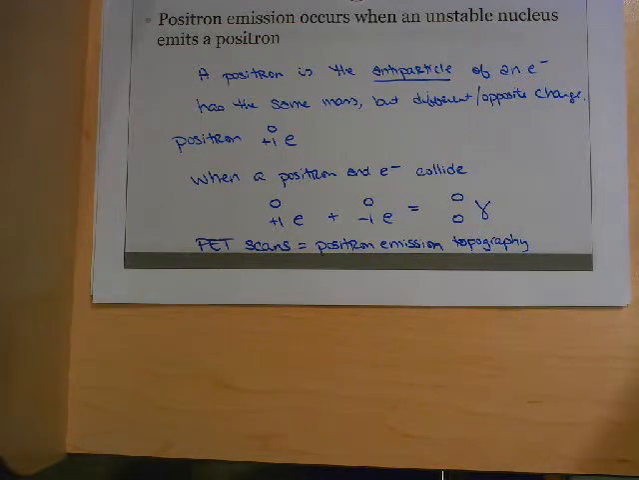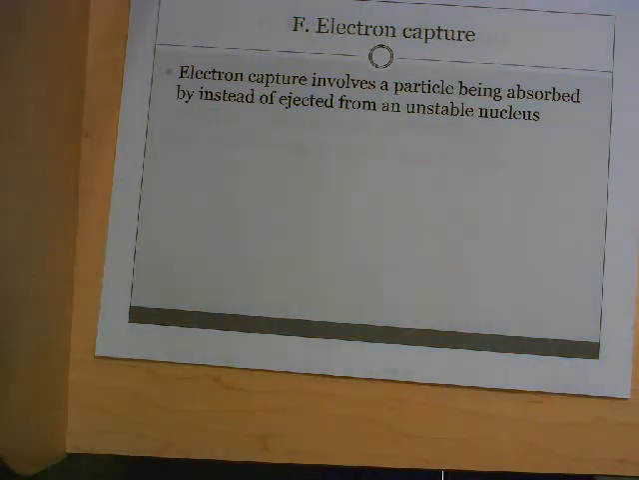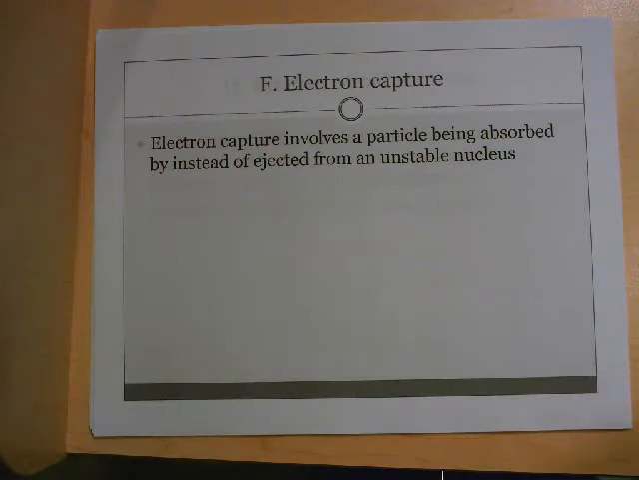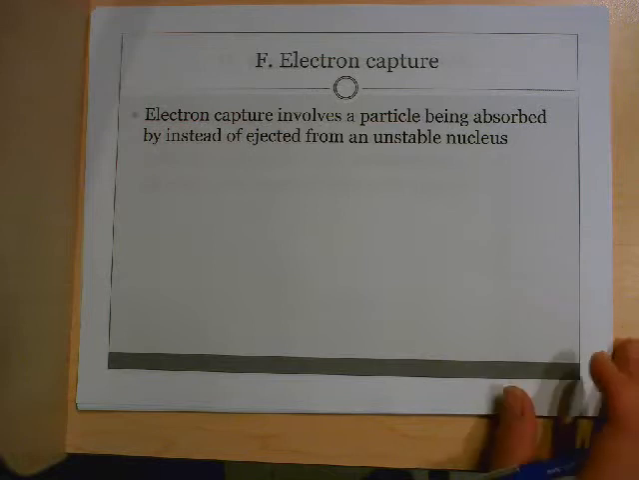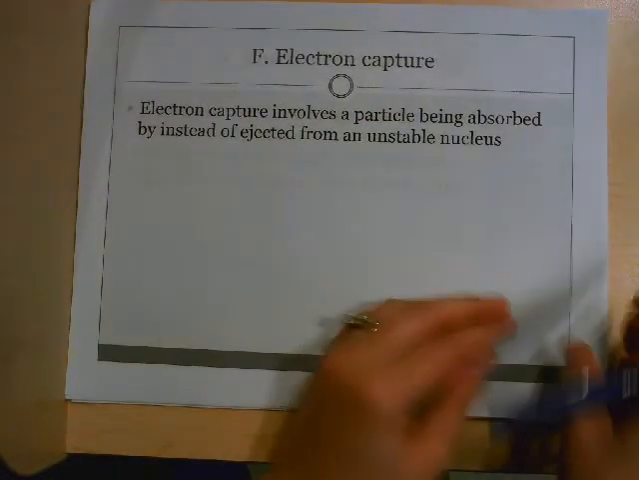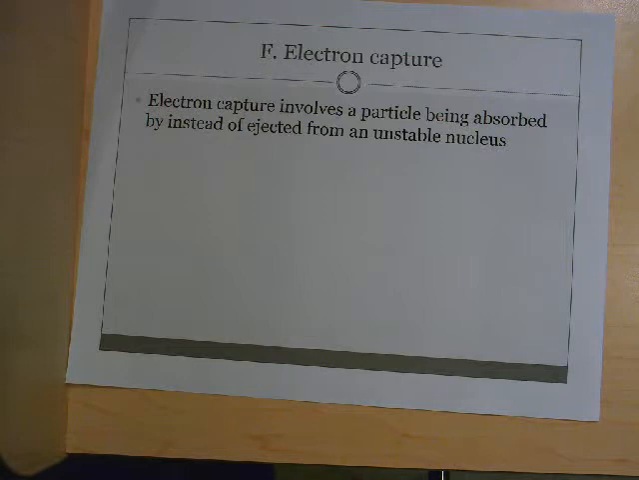So PET scans are one way that we can use this kind of technology. Other things we can do with radiation are other areas of nuclear chemistry, like electron capture. Electron capture is where a particle is absorbed instead of ejected from an unstable nucleus. So it's kind of the opposite of positron emission.